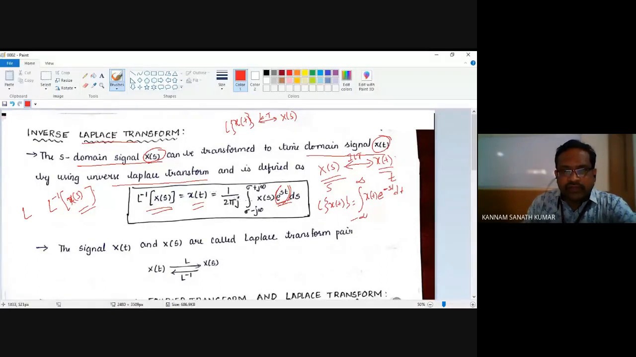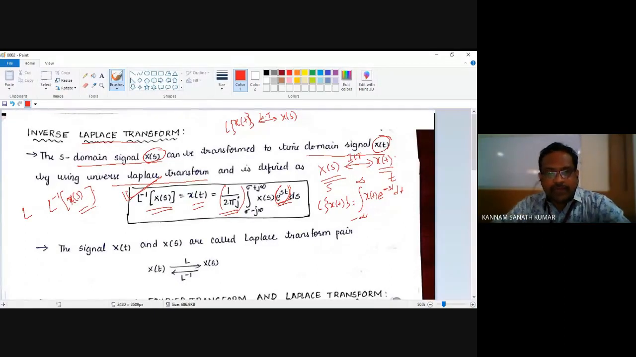And one more difference is, here there is no 1 by 2 pi j, 1 by 2 pi is not there; directly it is from minus infinity to infinity. So for finding the inverse Laplace transform, it should be multiplied with 1 by 2 pi j. This one you need to remember. So x of t equal to 1 by 2 pi j integration from sigma minus j infinity to sigma plus j infinity of x of s into e power st ds. This is the formula you need to remember to calculate the inverse Laplace transform.